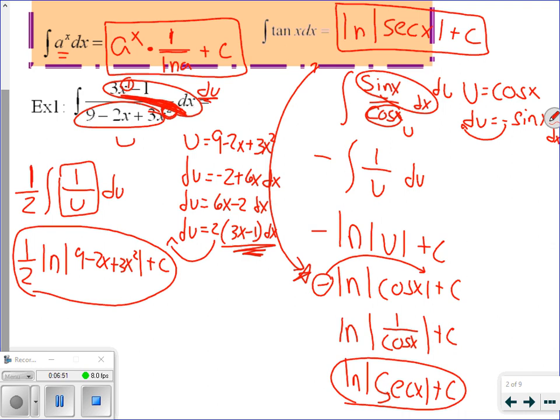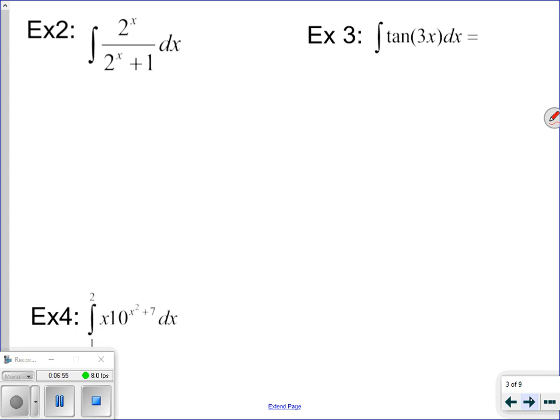All right, let's do a few more examples. 2 to the x over 2 to the x plus 1. Well, let's try some u sub again. Top or bottom, which one do you think you're going to let be u? Well, the bottom, because it is a little bit more involved, a little bit more complex.